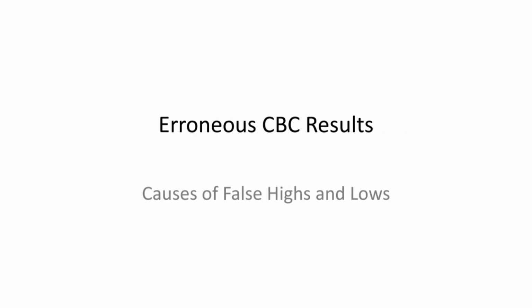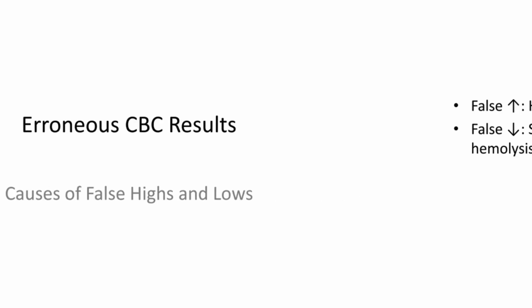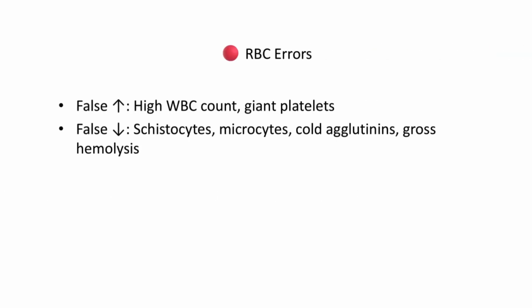Sometimes, complete blood count results can be misleading because of sample-related or technical issues. For red blood cells, false elevations can occur when the white cell count is extremely high or when giant platelets are miscounted as red cells. False decreases can occur in the presence of schistocytes, microcytes, cold agglutinins, or gross hemolysis.